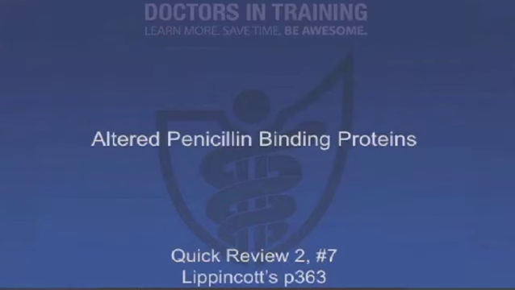Next, by what mechanism is MRSA resistant to penicillin? So MRSA, everywhere in the world, we're getting boils with MRSA. People are getting all sorts of infections that are serious. How is it avoiding our penicillins? Well, it's through the altered penicillin binding proteins. So remember, that's where the penicillins will bind to the cell membrane and start messing up the synthesis of the cell membrane.